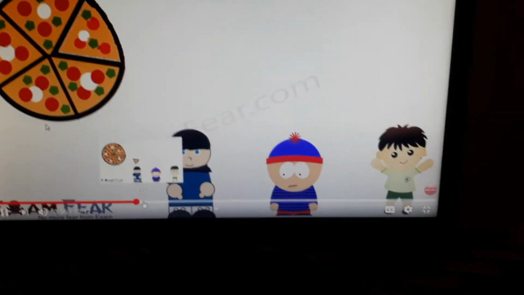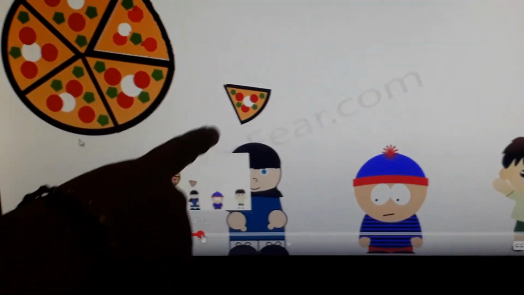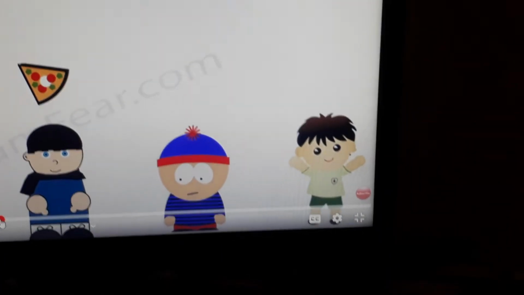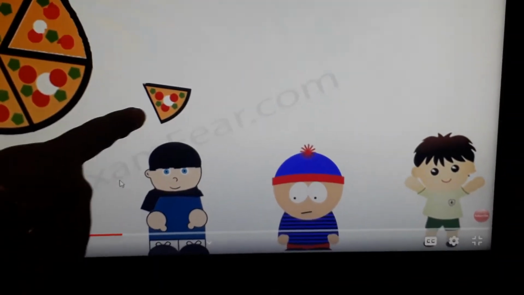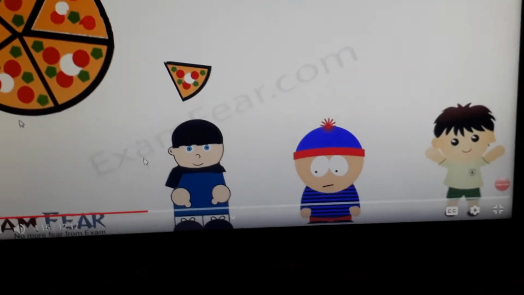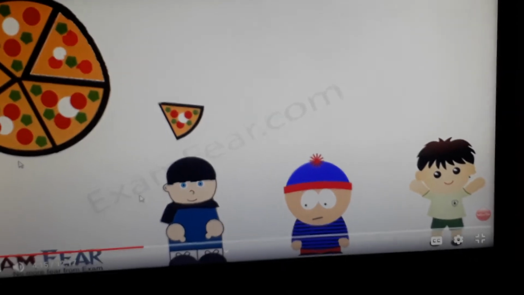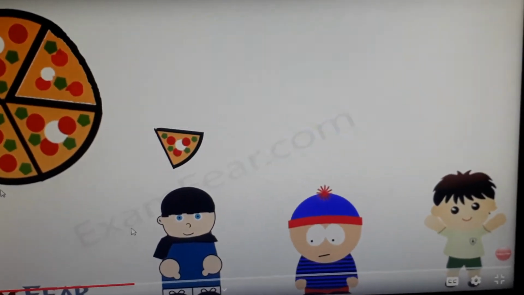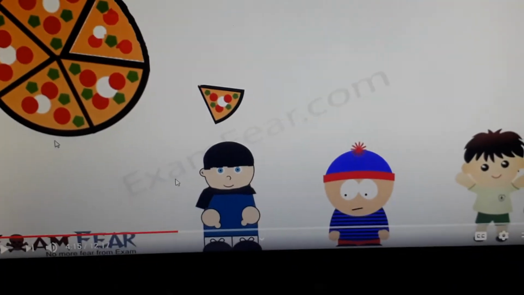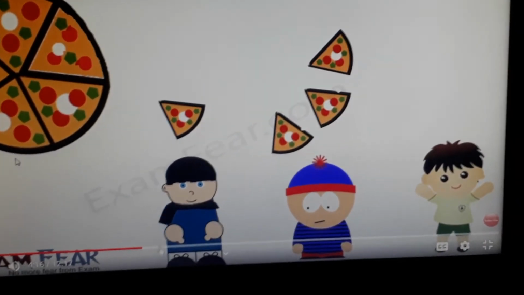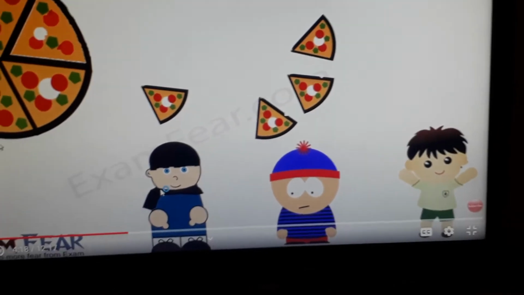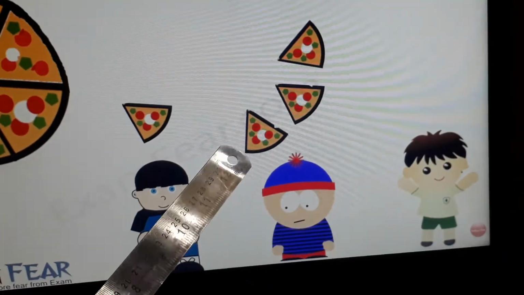So this boy got one pizza. So he ate one piece. How many pieces did he eat? One piece. So out of one pizza he ate one piece. How many parts are in this? 5 parts. So they divided it into 5 equal parts. In that, the first boy ate one piece. Now the second boy ate 3 pieces.